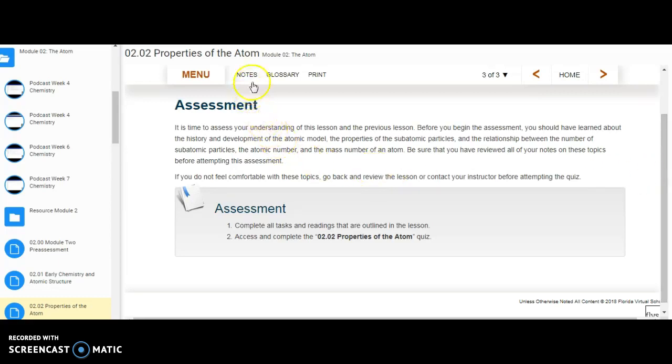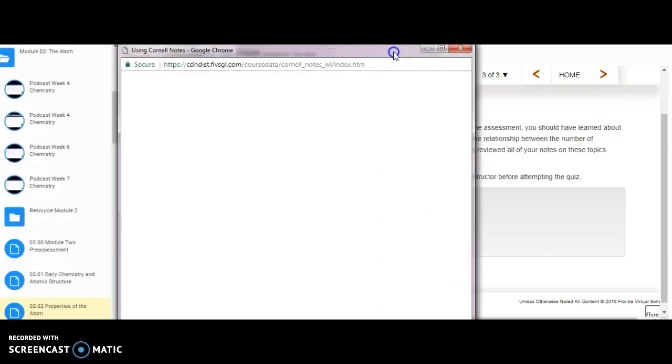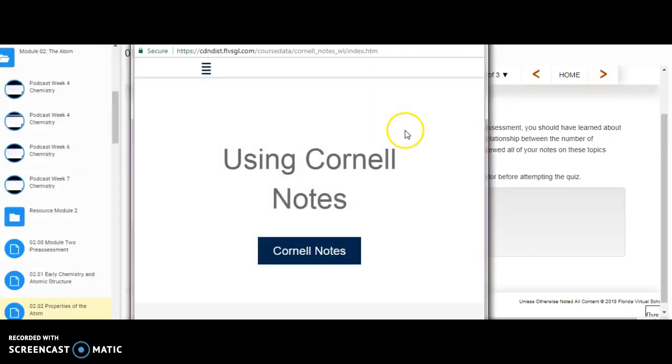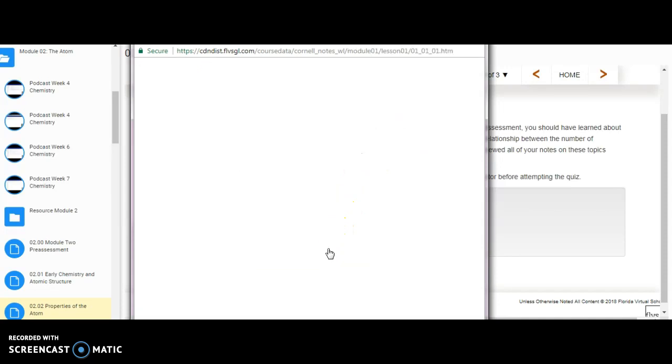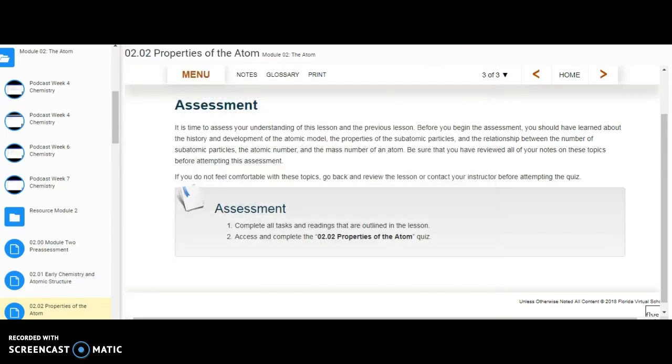The other thing that I want to point out here is this nice little note section, and it's going to open up a whole new window. And it's going to say using Cornell notes, and you're going to open it up, and it's going to walk you through what Cornell notes are and how to use them appropriately. And that's a big deal. Most colleges will tell you to use Cornell notes. Most school teachers, when you're face-to-face, are going to tell you to use those. So you should be able to do those.